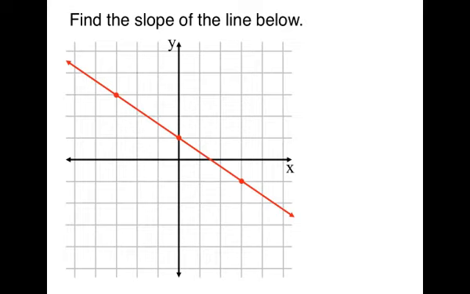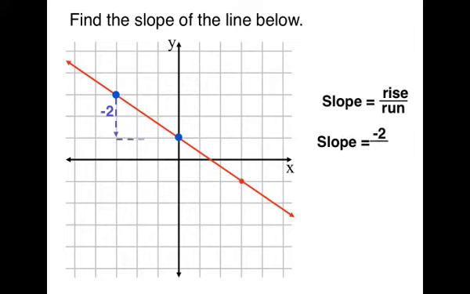Next one, would you try to find the slope of this one? Remember, we're using rise over run. So pick 2 points. I picked those 2. I go down 2, right 3. Now that's a positive move when I go to the right. So I get negative 2 over 3. So negative 2/3 would be my slope.